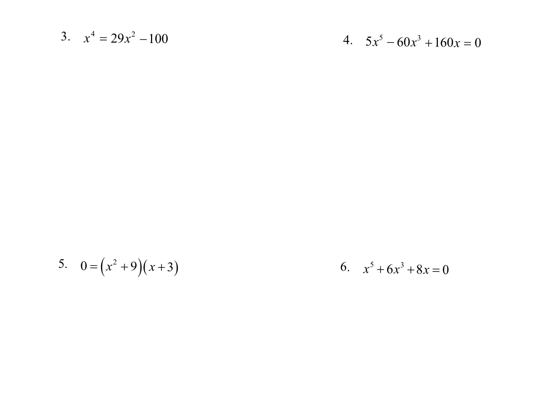On the next equation, this is the first one I have to set equal to 0. It's not set up for me. So I'm going to move over the 29x squared. I'm going to subtract it to the other side. And I'm going to add over the 100.